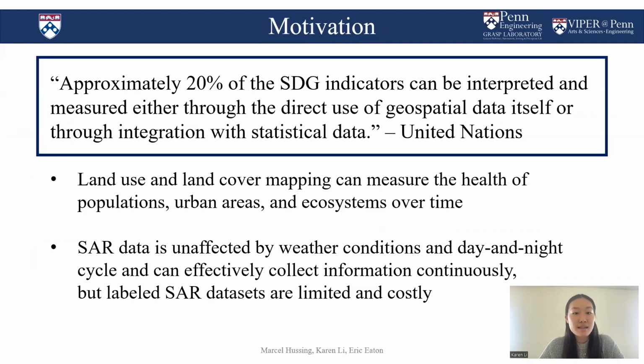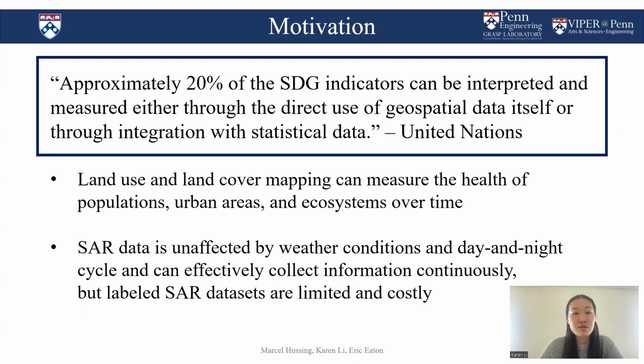The UN has estimated that a large proportion of SDG indicators can be measured through the use of geospatial data. For example, land use and land cover mapping can measure the health of populations, urban areas, and ecosystems over time. Synthetic aperture radar, or SAR satellite data, is extremely effective as sensors collect information continuously and are unaffected by weather conditions in the day and night cycle.